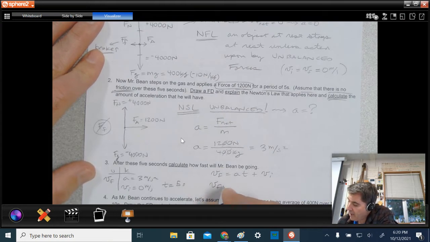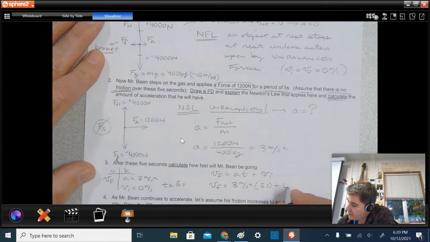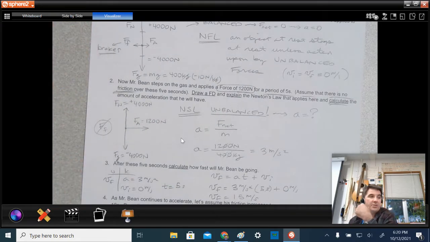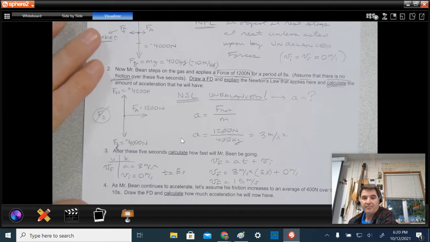So how fast will I end up going is VF. My A is 3 meters per second squared. My T is 5 seconds. My initial velocity was 0 meters per second. My VF is going to be equal to 3, the seconds cancel, and I get 15 meters per second. And this is 0, of course, so I'm done. So after those 5 seconds, I wound up going 15 meters per second. Question number 2 is done.